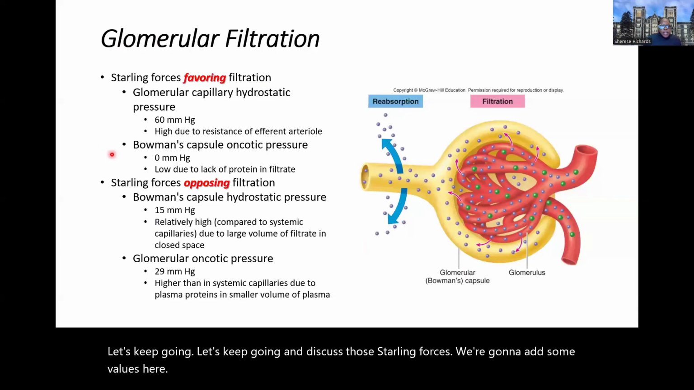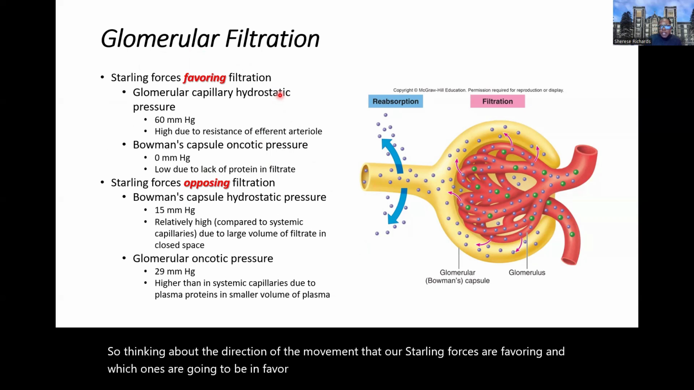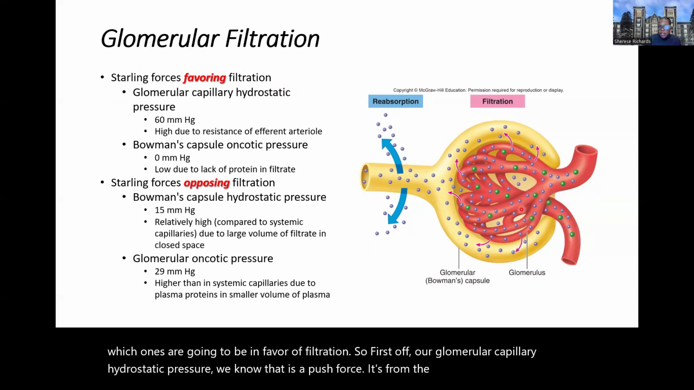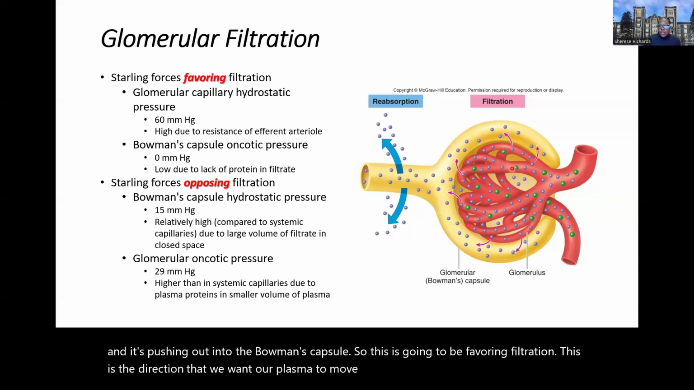So thinking about the direction of the movement that our Starling forces are favoring, and which ones are going to be in favor of filtration. So first off, our glomerular capillary hydrostatic pressure. We know that that is a push force. It's from the perspective of the glomerulus, and it's pushing out into the Bowman's capsule. So this is going to be favoring filtration. This is the direction that we want our plasma to move in order to be filtered across that membrane.